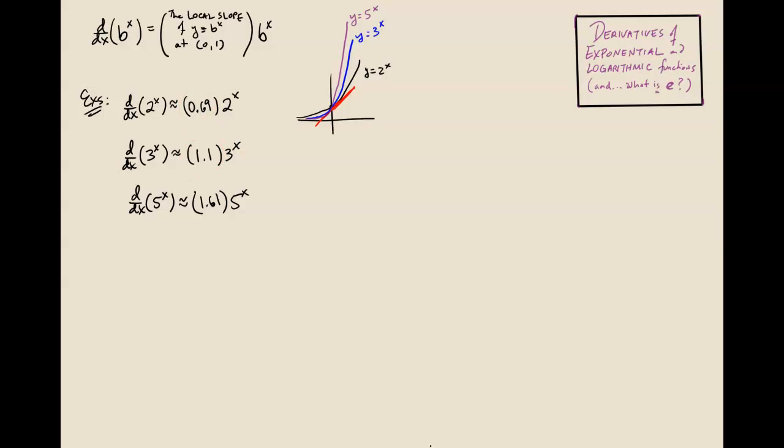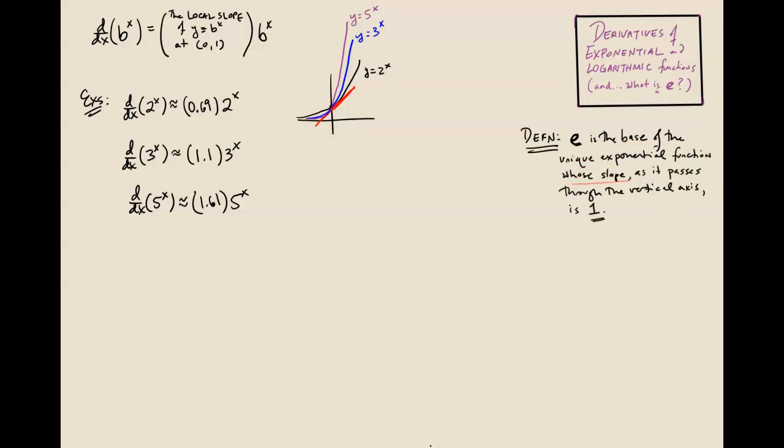We'll discover more about its numerical value in a moment, but I want to stop here and make a definition. E is the base of the unique exponential function whose slope, as it passes through the vertical axis, is 1. So we know that such a base exists. We have decided to call it E. We could have called it something else. We could have called it zeta or q, but we didn't. We call it E. And right now, all we know about E is that it's some number between 2 and 3. But whatever it is, we know something very important about the function e to the x. A consequence of this definition is that e to the x is its own derivative.